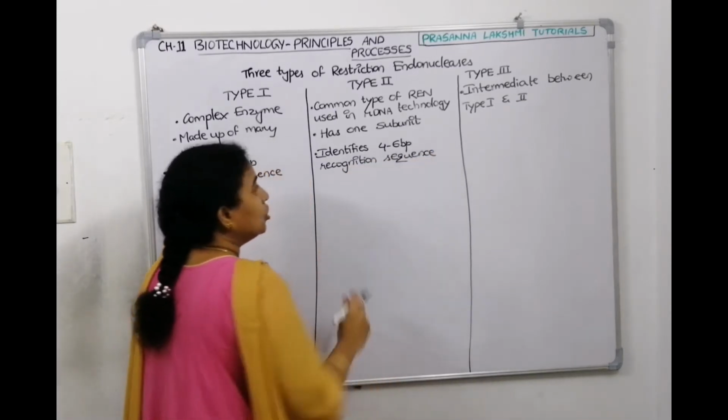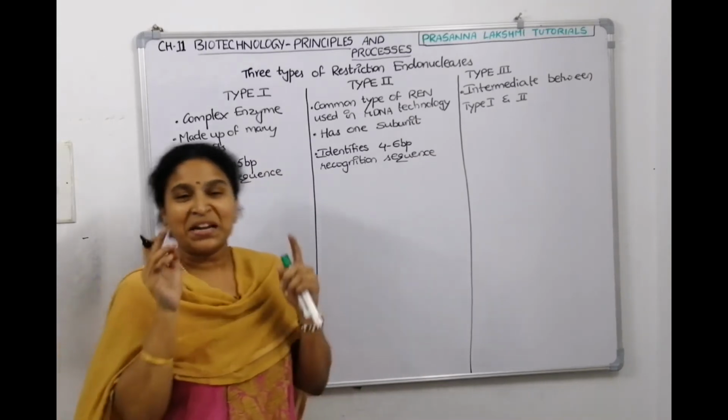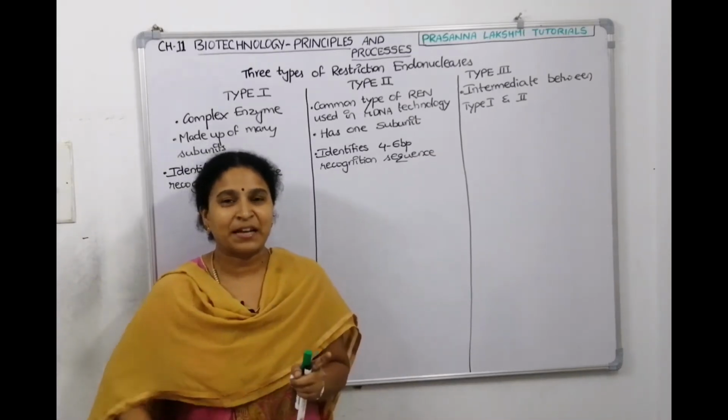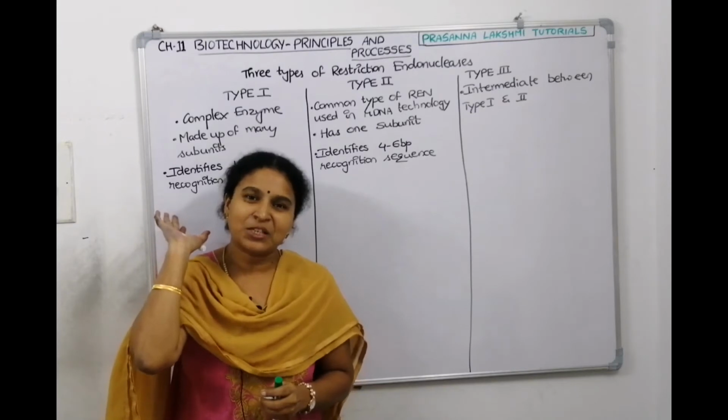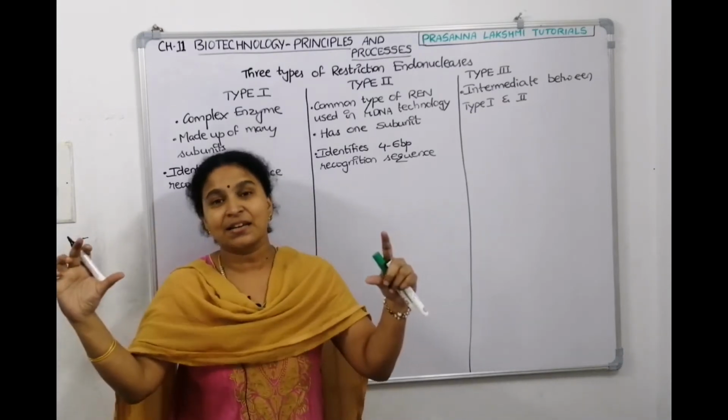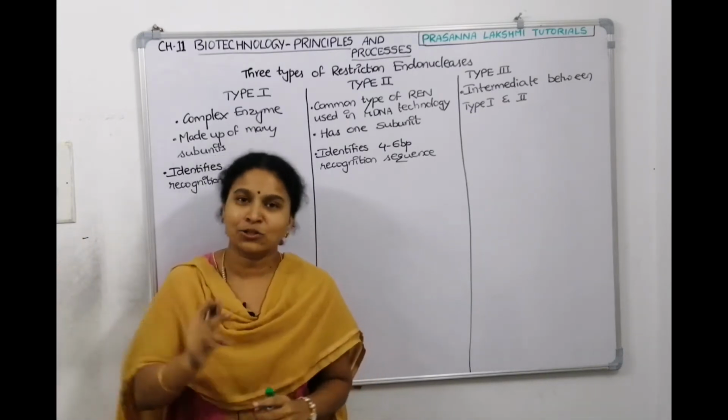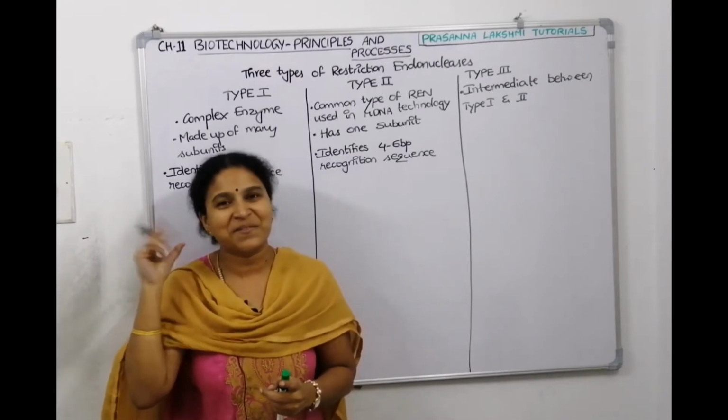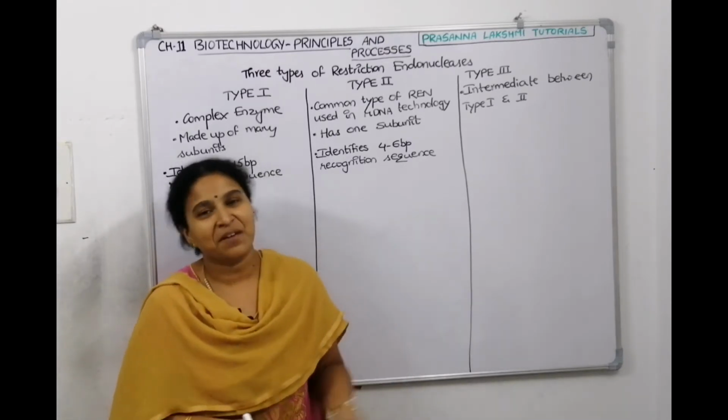Now, GAATTC is only 6 base pairs and it is already difficult for us to remember. How can we remember a 15 base pair sequence? This is the recognition sequence, and here it cuts also. You should remember. Difficult, no? That's why we are not using it. Easy, no? That's why we are using type 2.